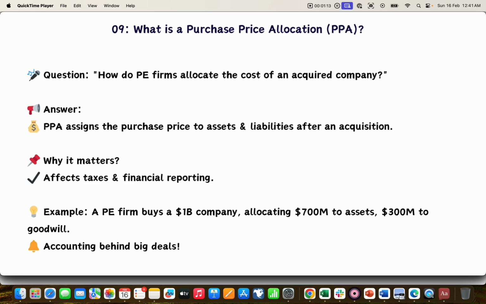Accounting behind this plays a big role in the part of taxation and running the business in the profit and loss.